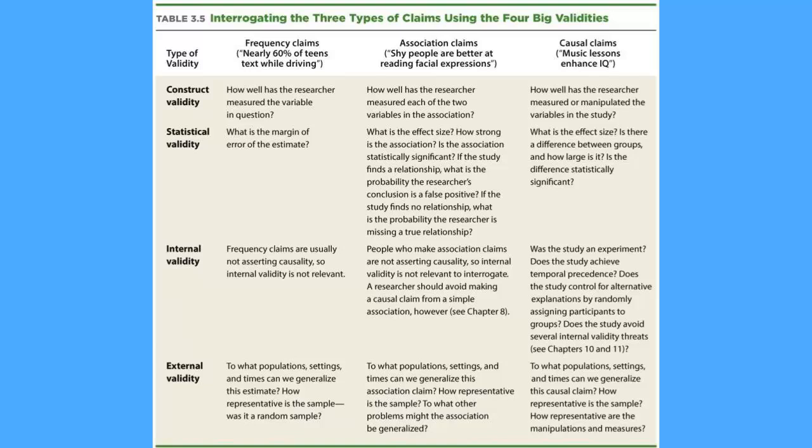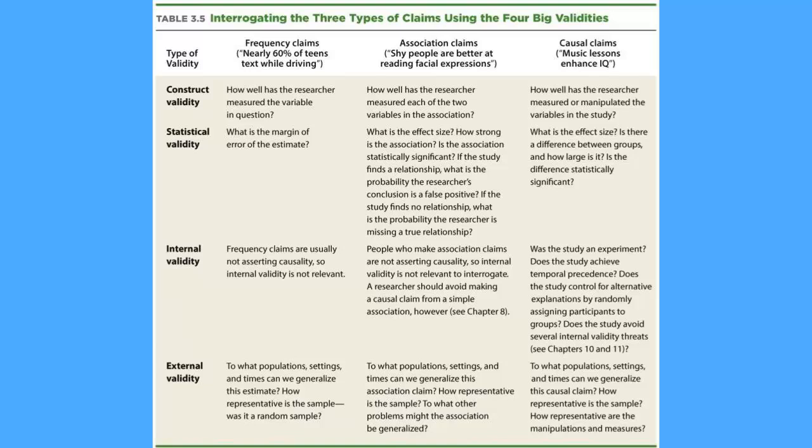So I wanted to draw your attention to Table 3.5 in your textbook, Interrogating the Three Types of Claims, using the Big Four validities. So this table is really great because it gives you example questions to ask. Based on what kind of claim it is, we have frequency, association, causal, depending on what kind of validity I'm looking at, what kinds of questions should I be asking? What kinds of things should I be thinking about? So all of this information is right here for you in Table 3.5.